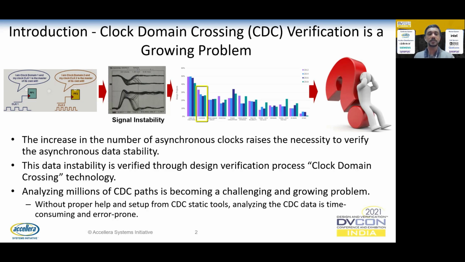Now, the problem becomes challenging when analyzing millions of CDC paths reported by the CDC verification solution. This is a growing problem when handling different levels of design hierarchies with IPs, tiles, subsystems, and SOCs in a design. Without proper help and setup from the CDC static verification tools, analyzing the huge CDC data at busy schedules of the project milestones is a time-consuming and tedious task for the RTL design engineers.